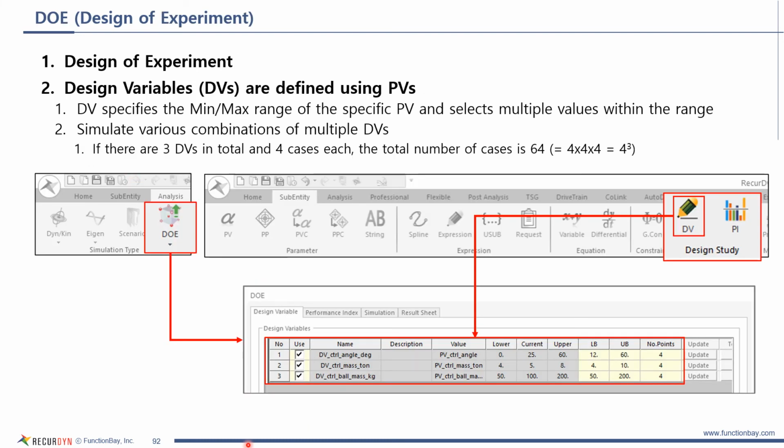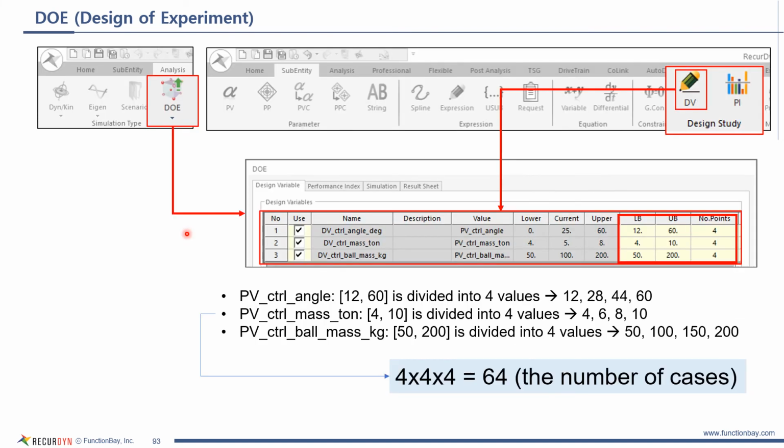First, let me explain DOE in more detail. DOE stands for Design of Experiment. There is an analysis type called DOE in RecurDyn. To use this analysis, you need to define PVs as design variables. If a PV is defined as design variable, specify the range of design variable first, and decide how many segments this needs to be divided into.